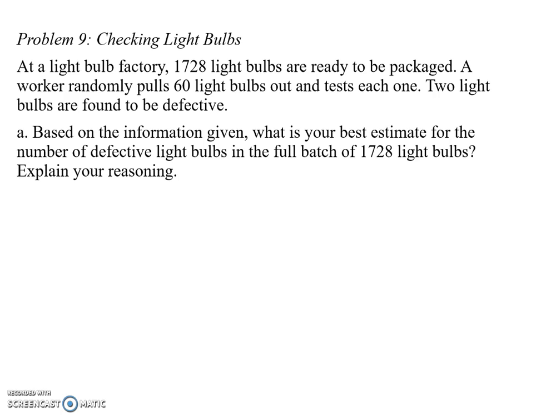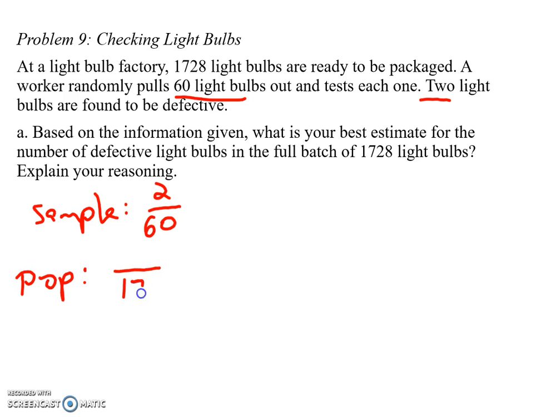Now let's look at the light bulb problem. We can use the same idea to help us with the light bulb problem. Here we know in our sample that 2 out of the 60 light bulbs were defective. So we can do 2 out of 60. And we know our population is 1,728 light bulbs, and we don't know how many of those are defective. So again, we can set up a proportion and solve for the number of defective light bulbs.